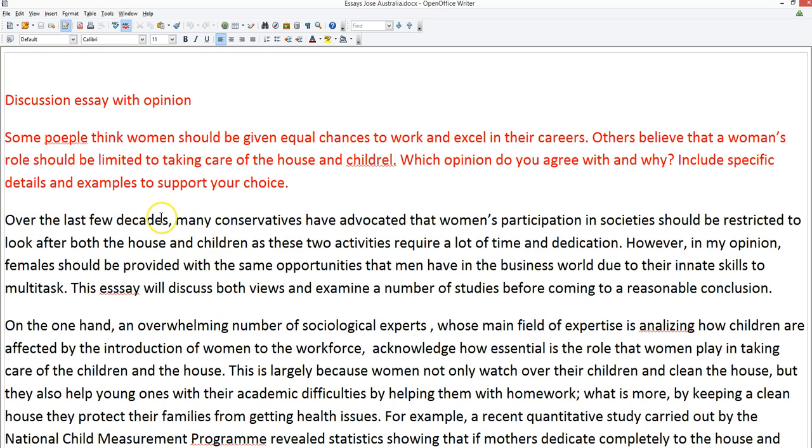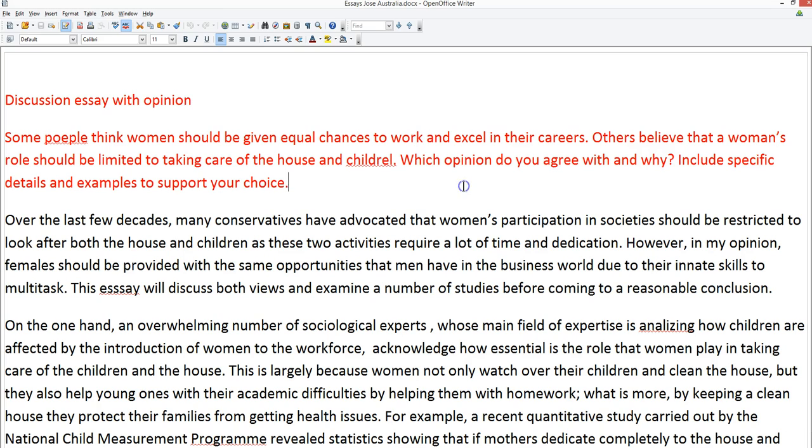Over the last few decades, many conservatives have advocated that women's participation in societies should be restricted to look after both a house and children. Oh dear, this is what I'm talking about. This is a long sentence and there's too much going on. And now, first, it doesn't say anything about this in the actual question. It doesn't say anything about in the last few decades.